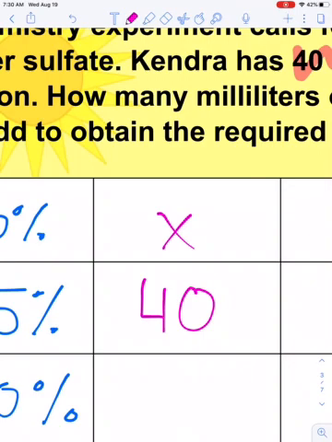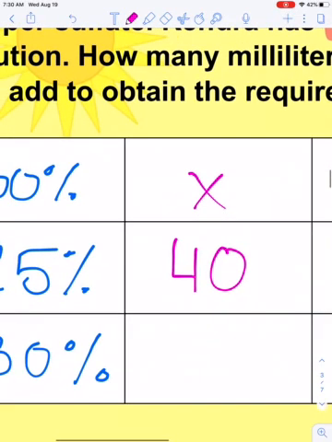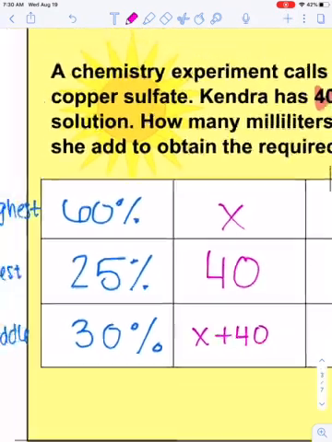Then remember, your variable is always in one of the top 2 boxes, so it's going to go up there. And then these 2 things are both in your bucket already, so you're going to add them together to get your entire bucket. So your bucket is going to be x plus 40. It's going to be more than just the 40.